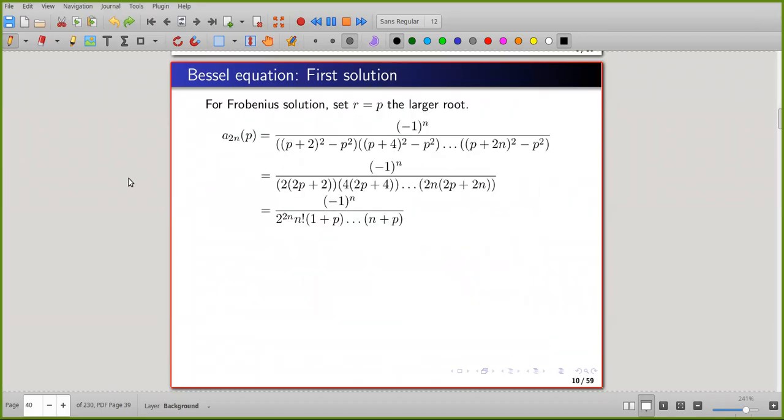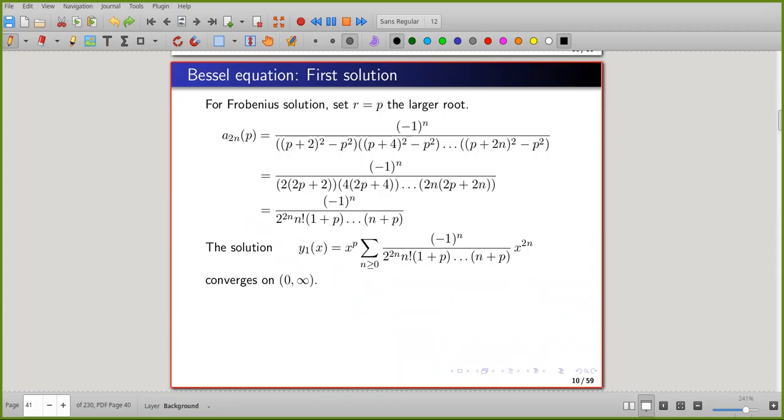Okay, so let's go ahead. For the Frobenius solution, set r equal to p, the larger root. We have these functions a n of r, and here the odd ones are 0, so we look at the a 2n of r's. The two roots are p and minus p, so the larger is p, and we set that. So we get these coefficients, and this is the solution y1 of x, and we know that it converges in (0, rho), where rho is equal to the minimum of the radii of convergence of b of x and c of x around 0.